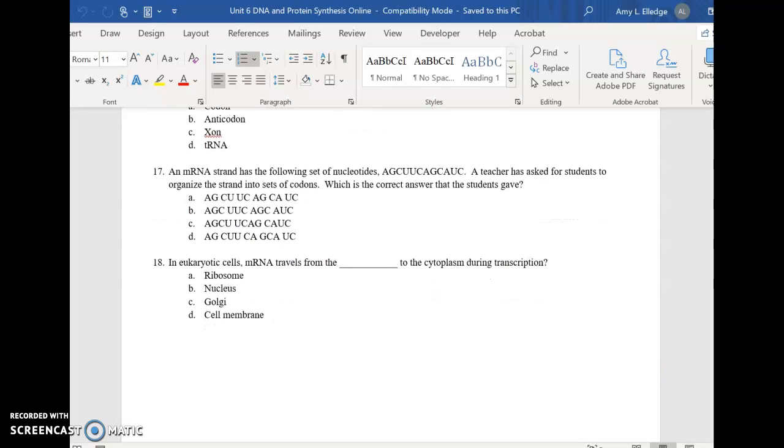All right, in eukaryotic cells, mRNA travels from the blank to the cytoplasm during transcription. Well, you have to know where everything starts. If you're doing transcription, this all starts with DNA. And where's your DNA? B, in the nucleus.